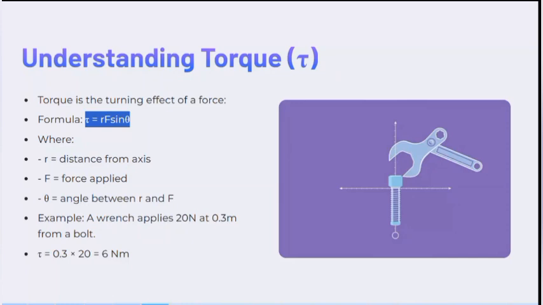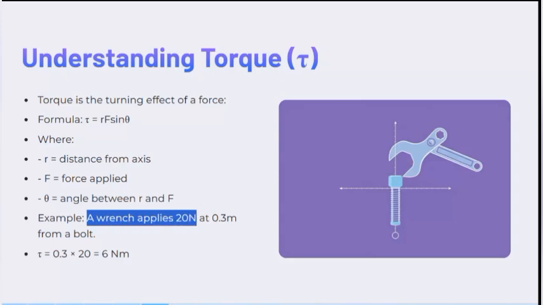Sometimes you might not be given the angle, or the angle might be given as 90 degrees. If the angle is 90 degrees, it will make sine theta equal to 1. So in most cases, you might see the angle as 90 degrees. Let's see an example of how the equations are given under this topic. Say a wrench applies 20 Newton force at 0.3 meters from a bolt.